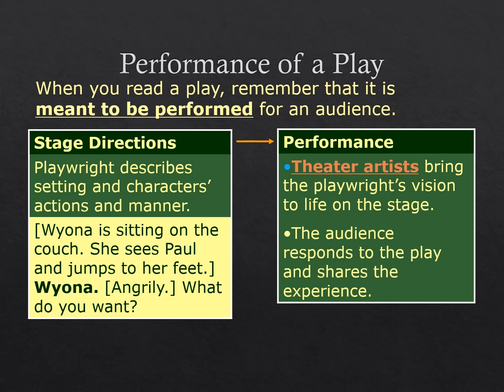Performance of a play. When you read a play, remember that it is meant to be performed for an audience. We have here the stage directions, which are in the play itself or in the script of the play. The playwright describes the setting and characters, the actions and manners. Example: Fiona is sitting on the couch. She sees Paul and jumps to her feet. Fiona, angrily: What do you want? How the dialogue should be delivered.